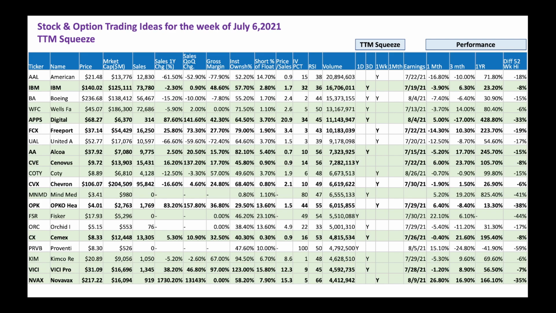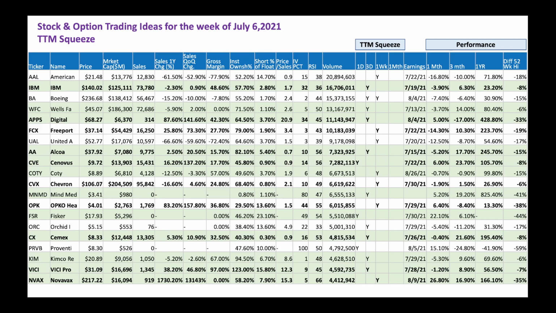Then we got performance here. We got 1 month performance, 3 month, 1 year, and we also look at the difference between the 52-week high and the current stock price. It tells you if the stock is already at the 52-week high or if there is more room to run. So that's how this chart is organized.